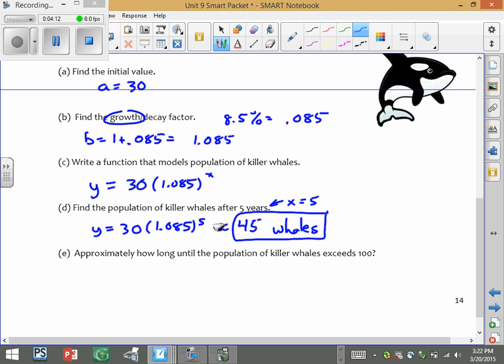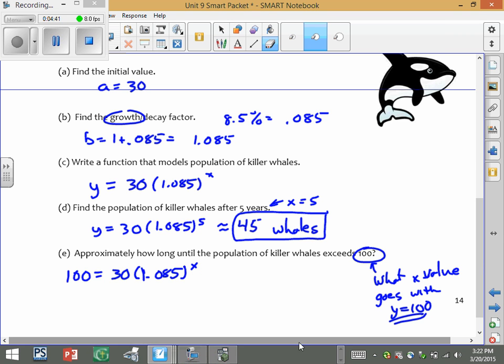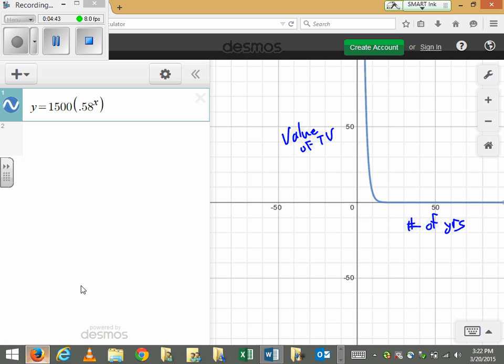How long until it exceeds 100? So in other words, what x value goes with y equals 100? This is where you're going to want to use Desmos. We can't just plug it in because that would give us a problem that we're not really equipped to solve right now. We can't really solve for x up there. You guys don't have the tools. But what we can do, let's just go to Desmos and we'll play around with this. Let me erase our TV problem.